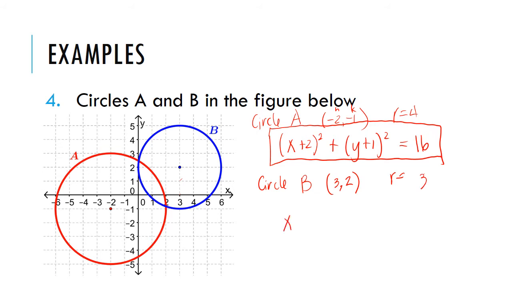Okay, state the equation. What is the equation? x minus 3, squared, plus y minus 2, squared, equals 3 squared, which is 9. Okay.